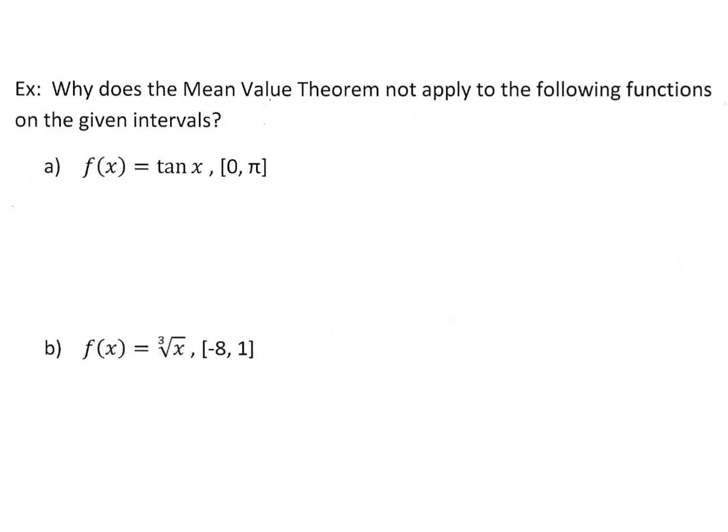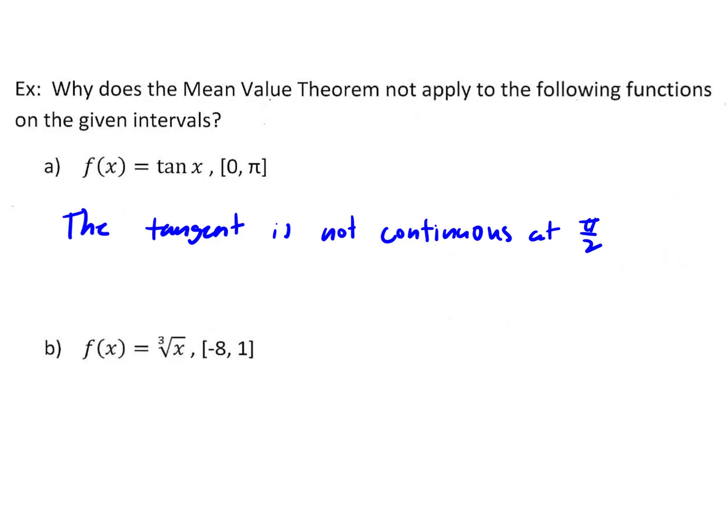Pi over 2, at 90 degrees on the vertical axis, positive axis, x is 0. The only other place is 3 pi over 2, which is not on the interval. And if I keep going, it's still not on the interval. So the only place is pi over 2. The tangent is not continuous at pi over 2. That's why this one doesn't work.